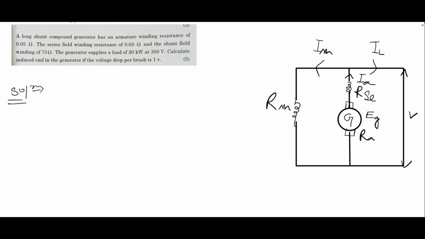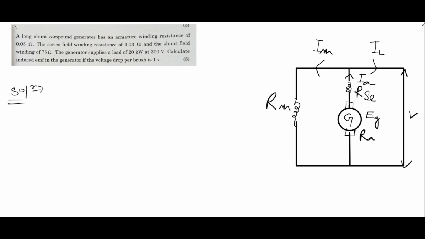According to the question, we have drawn the long shunt generator. So basically, what is a long shunt generator? This is a generator. These are brushes. Usually there are two brushes in every generator in general, if it is not written in the question. So it is fixed that there are two brushes in a single generator.